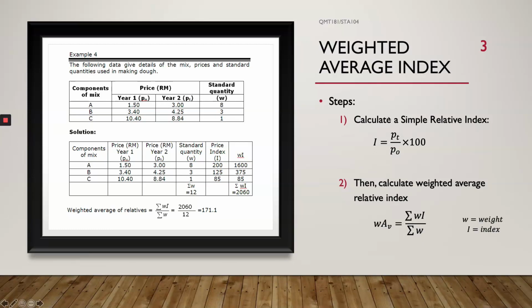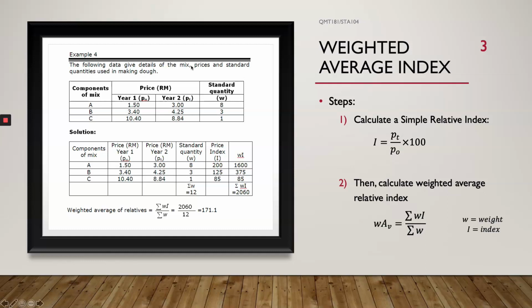These are the steps that you need to follow in order to find weightage average index. First, you calculate a simple relative index. Recall that the formula for simple relative index, if you use price, is price at the current year divided by price at the base year times 100. Once you have found this for each product or item or component, calculate the weightage average index, which I denote as WAV, weightage average relative index. The formula is summation of weightage times index divided by summation of weightage.